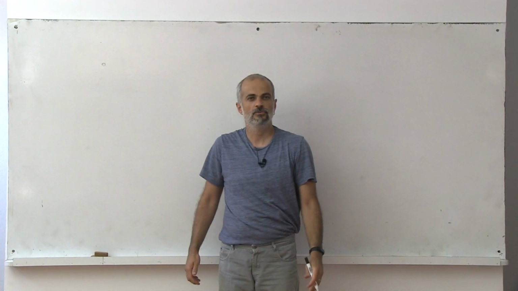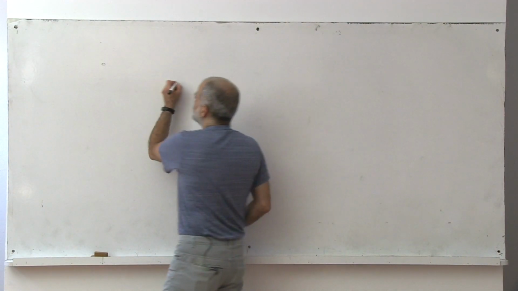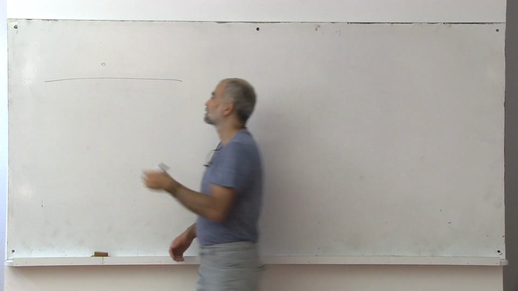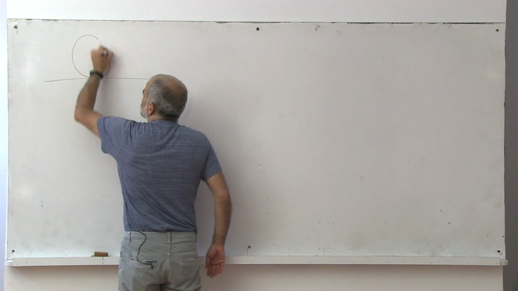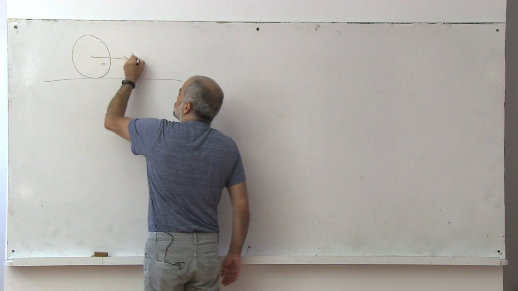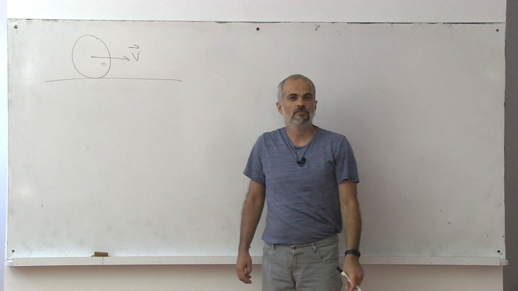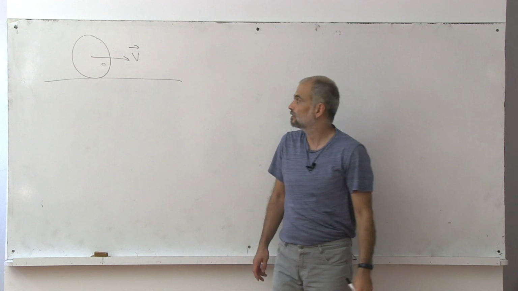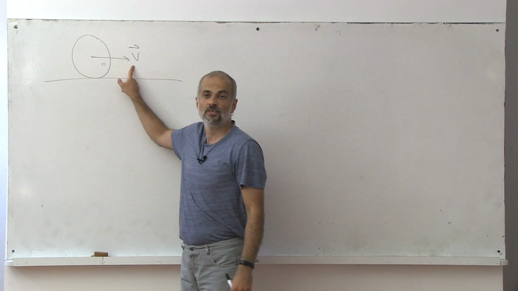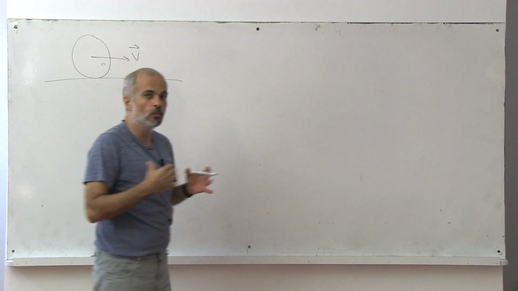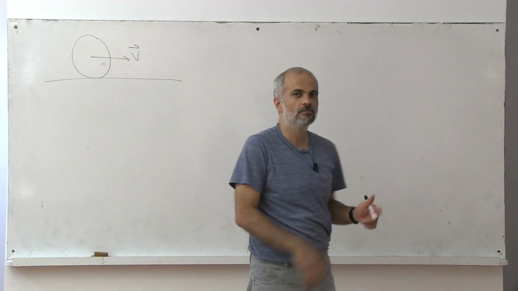Now if we study this rolling without slipping in some detail, this is the surface over which the ball is rolling. Here is the ball. The ball is moving, let's say, with some velocity v in this direction. Now let's go to a different reference frame, the reference frame which is moving with the velocity v. That is, essentially we are moving with the ball at the same speed, in the same direction.